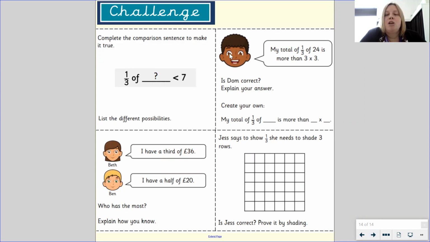Jess says to show 1/3, she needs to shade 3 rows. Is Jess correct? Prove by sharing. Remember to take a picture of your work and upload it onto Tapestry.